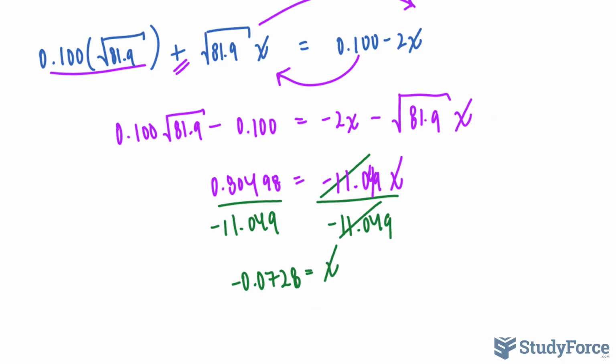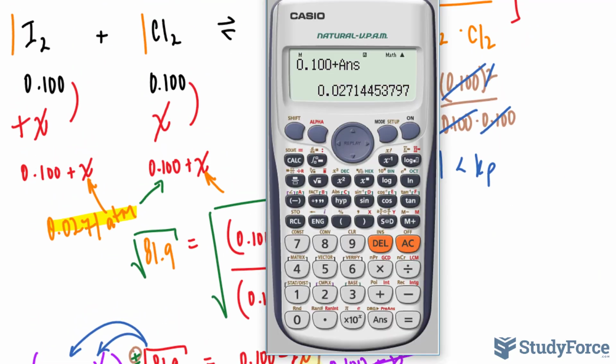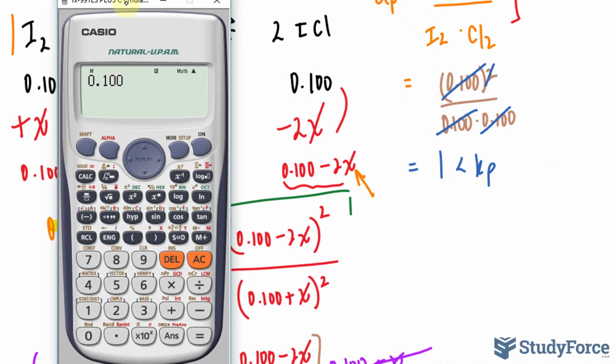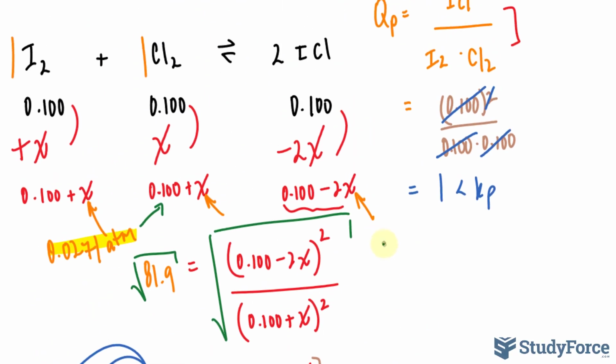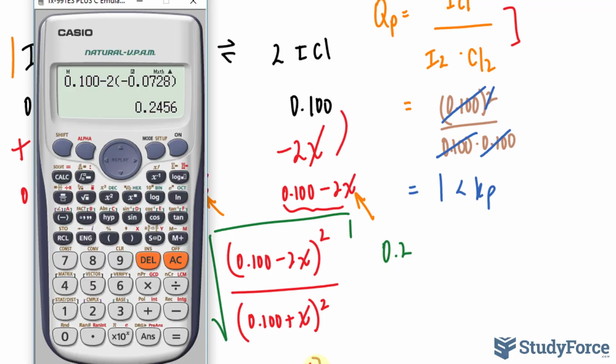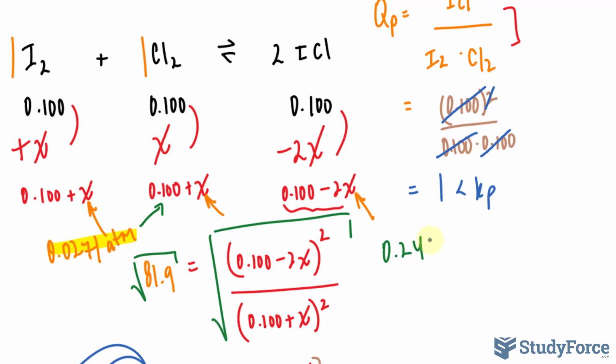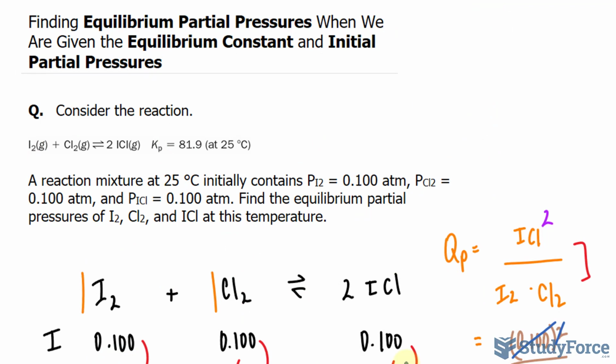Let's apply this number into here now. So 0.100 minus 2 times negative 0.0728, and hopefully it's positive. It is. So we don't have to worry about redoing this calculation. 0.24 and to three significant figures, 6 atmosphere. And there you have it. That is how to find the equilibrium partial pressures using ICE tables. If you would like to see another example, make sure you watch question 2 of this series, which will also be posted. We'll see you soon.